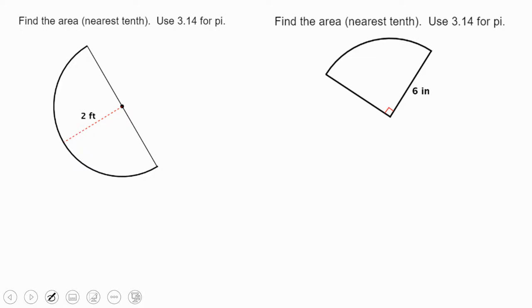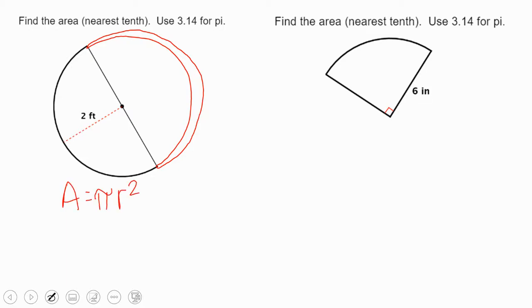So the first thing we're going to look at is the area of a semicircle and a quarter circle. So if you're finding the area of a semicircle, that's going to be half of the circle, right? We're missing this other half. So we just find the area of the whole thing and divide it by 2. So the area of a circle is pi times the radius squared. Okay, well here our radius is 2. So this is pi times 2 squared.